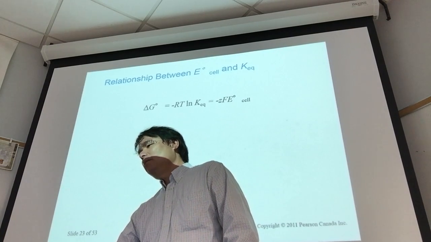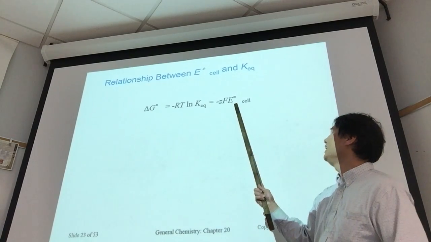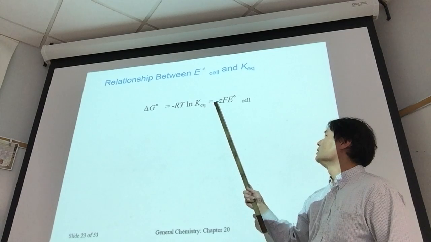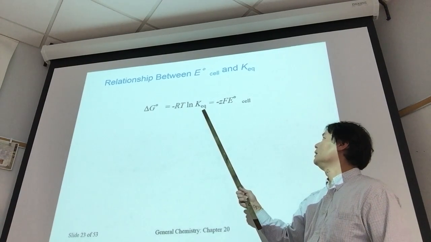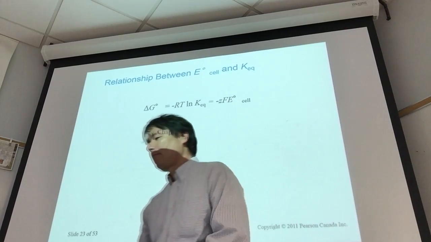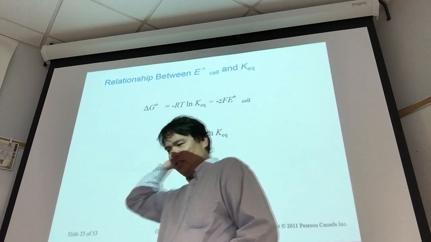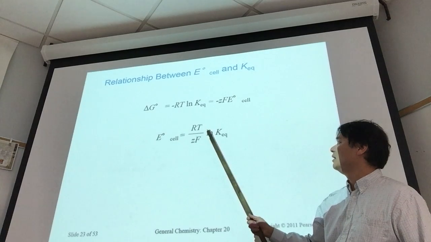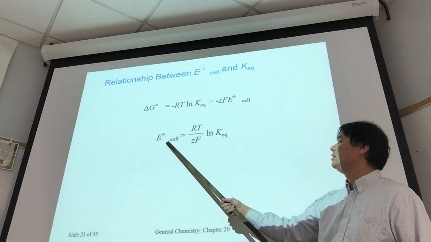All right, now if delta G naught is related to E, then we know delta G naught is also related to KEQ. And so we can connect these three: delta G, KEQ, and E of the cell. If you want an equation, this would be E naught of the cell going straight to KEQ, or KEQ going straight to E naught of the cell.